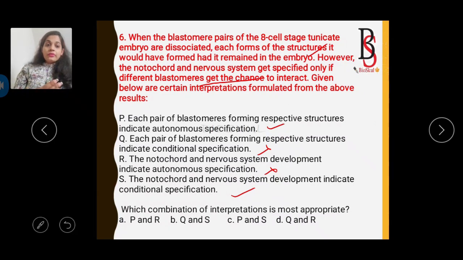Which combination of interpretations is most appropriate? It is P and S. Where are P and S? It is option number C.